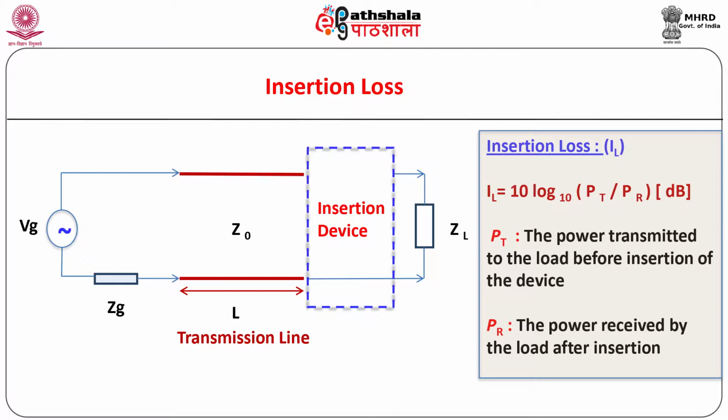Insertion loss is the loss of signal power resulting from the insertion of a device in a transmission line. It is denoted by IL and is expressed in decibels. If the power transmitted to the load before insertion of the device is Pt and the power received by the load after insertion is Pr, then the insertion loss in dB, that is decibel, is given by IL = 10 log10 (Pt/Pr).